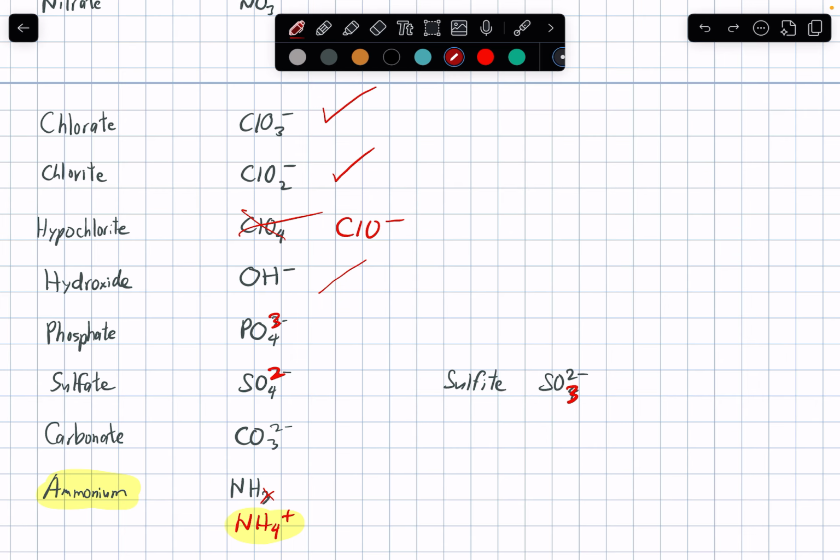By the way, I am also missing something. What is perchlorate? If this is hypochlorite, what is perchlorate? So this is where it comes in. It's called ClO4. It's what I wrote earlier, except without the minus sign.